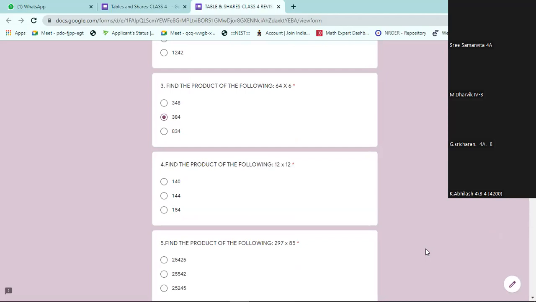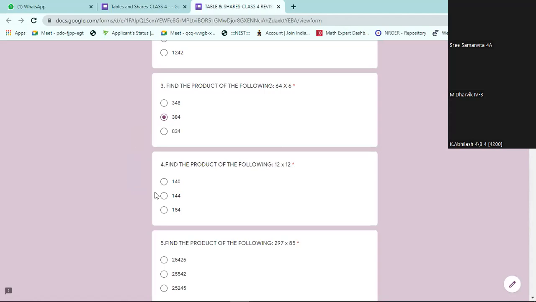Sir, I got the answer of the fourth one. It is 144. Yes. Directly you can multiply with the 12. 12 2s are 24. 2 will be outside. 12 1s are 12. 12 plus 1 is 14. So 144. 12 into 12 is 144. Sir, I got this answer by square root.